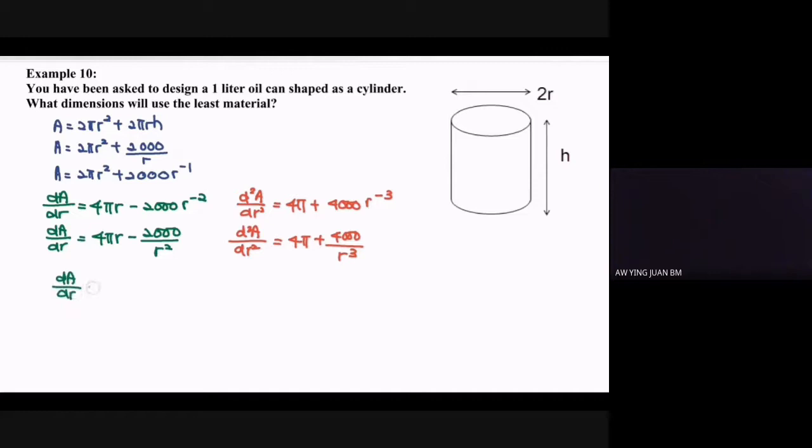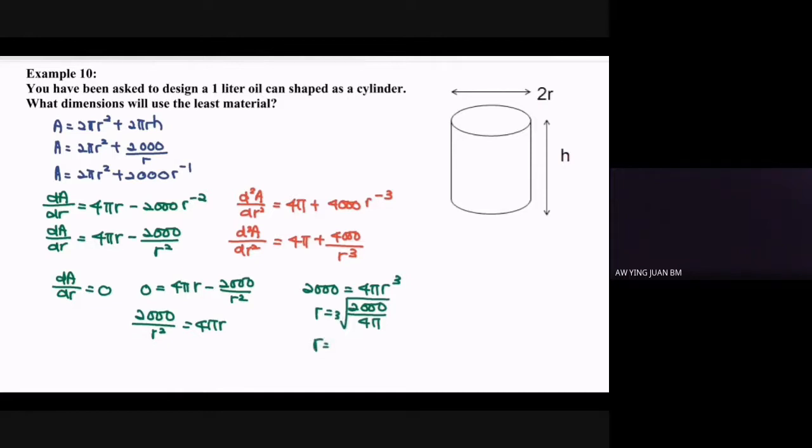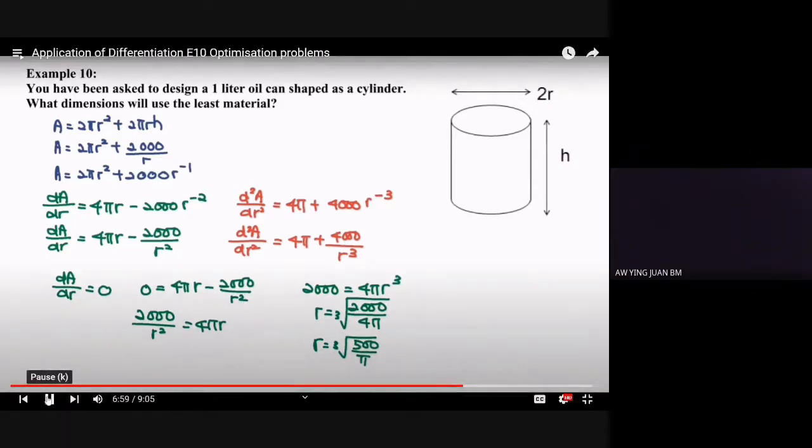dA dr equals to 0. Kindly substitute the situation. So 0 will be equals to 4 pi r minus 2000 over r squared. Rearrange the situation. We have 2000 over r squared equals to 4 pi r. So we will have 2000 equals to 4 pi r cubed. Rearrange the situation. R is equals to 2000 over 4 pi, we have a cube root. So finally, r is equals to cube root of 500 over pi. So that we have a critical value or a problems.